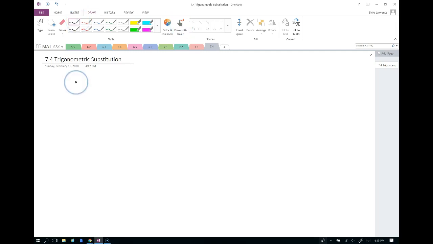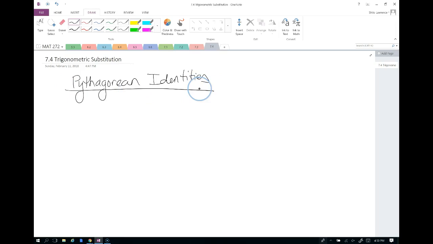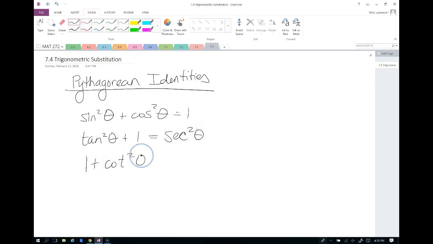All of our Pythagorean identities can be written as sums or differences of squares. So we've got sine squared theta plus cosine squared theta equals 1. I'm not using x here because our integration problem is most likely already going to have an x, and we don't want to confuse the two variables. And then we've got two others. We've got tan squared theta plus 1 equals secant squared theta, and 1 plus cotangent squared theta equals cosecant squared theta.